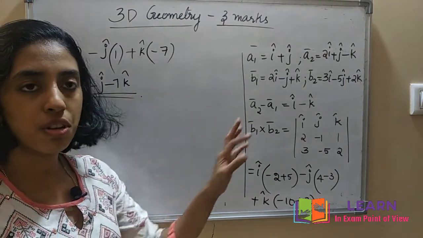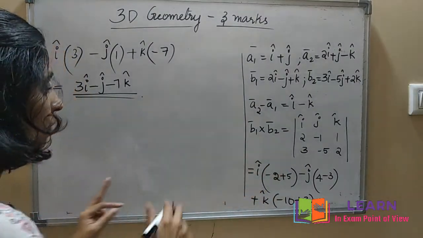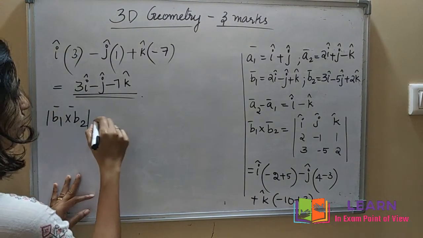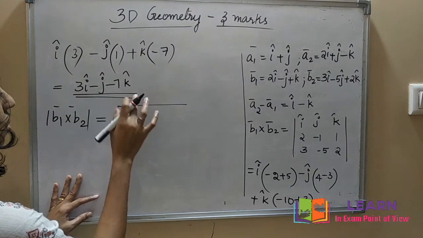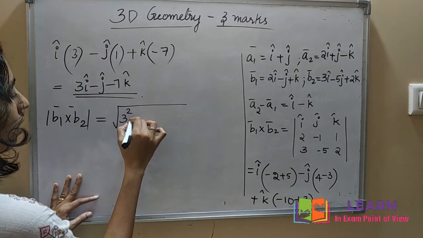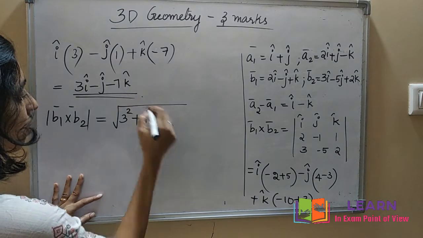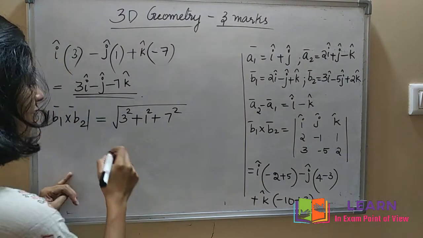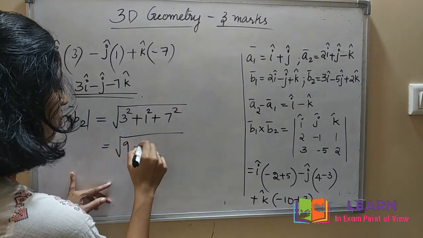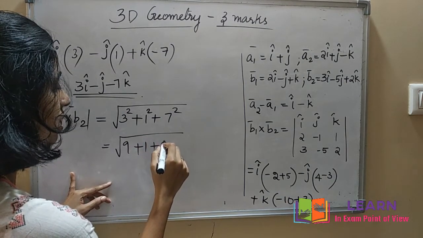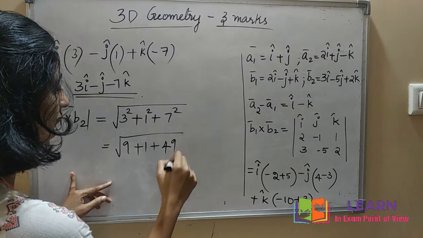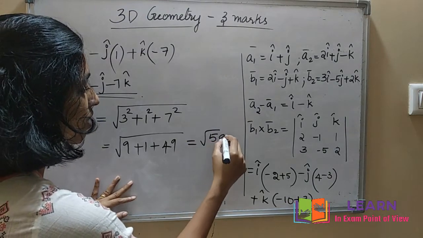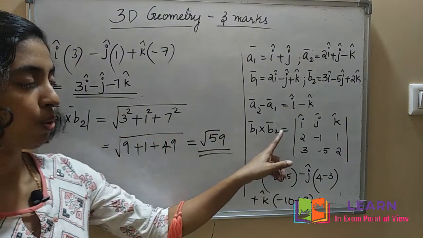So almost all terms we got. One more thing we need to take: the mod of B1 cross B2. That mod we have to take. So mod means we have to take the square root of the squares of the values: 3 square plus minus 1 square plus minus 7 square. Here, squaring negative terms you can ignore. So what will be the value here? 9 plus 1 plus, this is what, 49, right? That is 50 plus 9, that is root 59, the value of mod B1 cross B2.